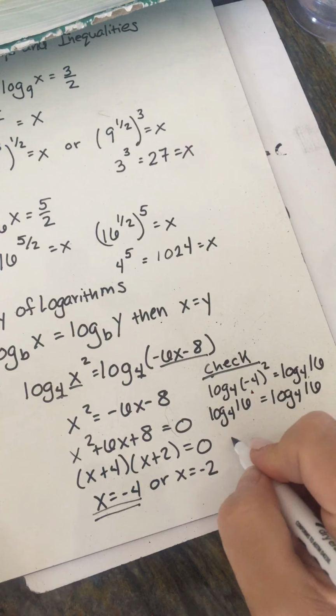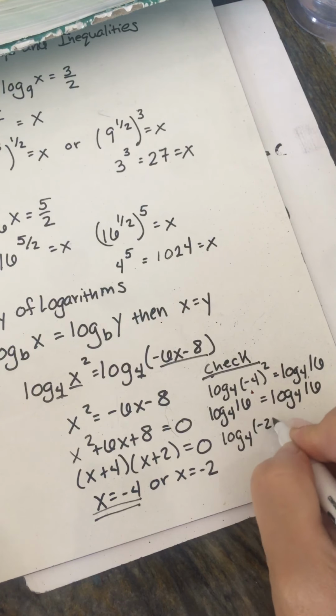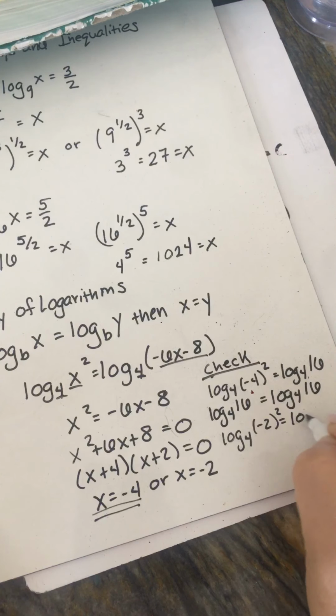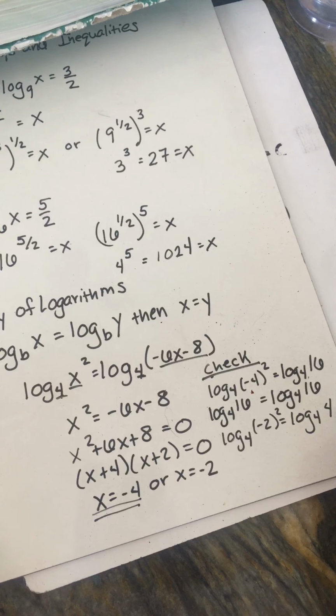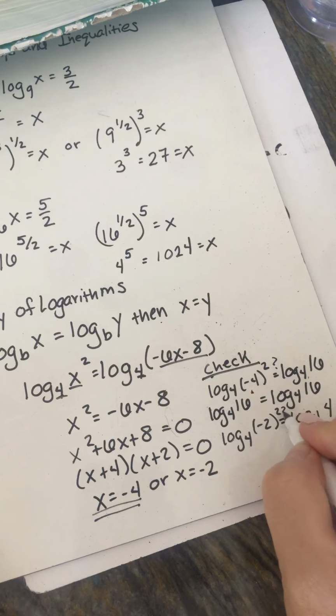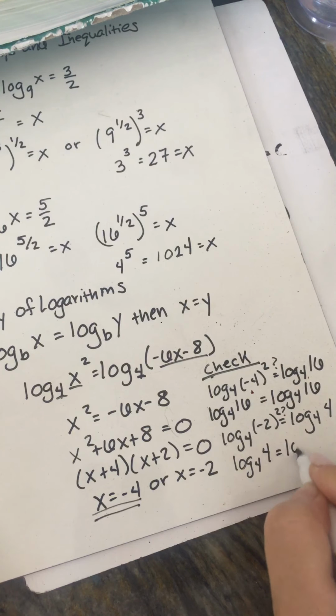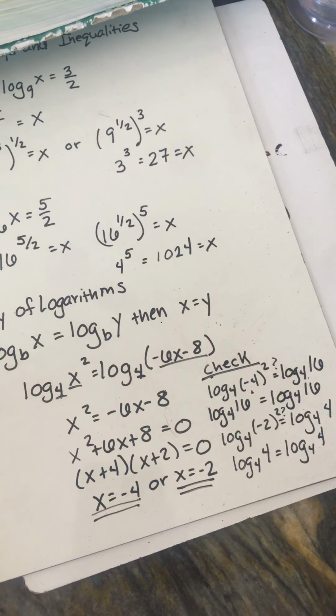Let's try the negative 2. Log base 4 of negative 2 squared. And we'll see if that's equal to log base 4 of, there's my 12, minus 8. So that's a 4. I should put a little question mark there. So this is log base 4 of 4 equals log base 4 of 4. So we have 2 solutions for this one.